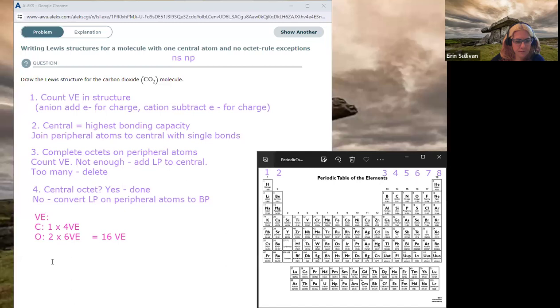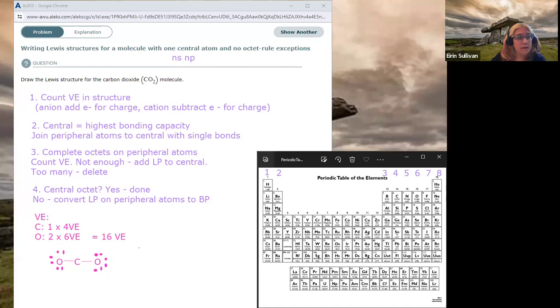So we're just going to join oxygen to carbon to oxygen, just keep it nice and symmetrical, and we're going to join them up with single bonds, and then we are going to complete the octets on our peripheral atoms, which today is oxygen. So let's give each oxygen an octet, and then we'll have a little tot up and see how many valence electrons we have got in our structure. Sorry, these aren't pretty. I haven't found a better way of doing this. There probably is a better way of doing this.